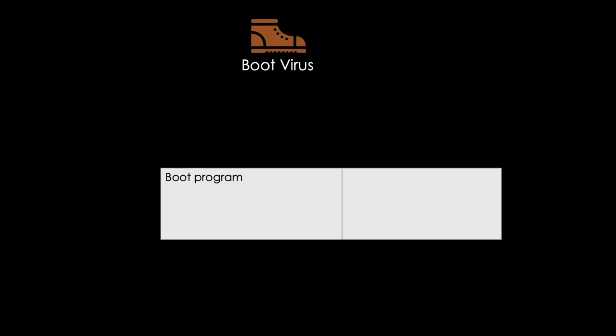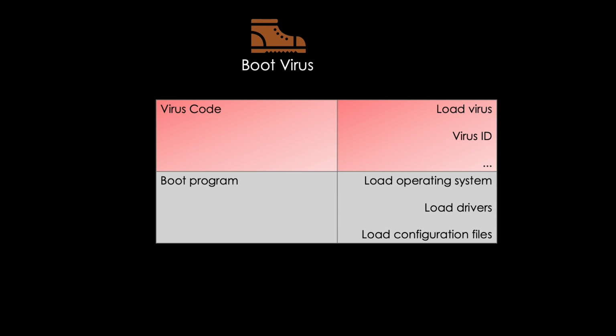Next, we have our boot virus. If you imagine turning on your machine, the CPU is the first thing that's operating. And so it loads the operating system and the drivers are loaded. And finally, some configuration files are loaded. And that's the whole boot up process, obviously very simplified. However, if there's a boot virus infecting your system, then before the boot program gets executed, there's the virus code, which just loads the virus, and it loads the ID, and it basically makes it persistent this way via boot up.